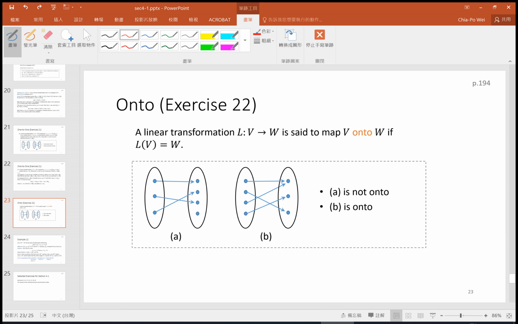In the bottom of this slide, there are two figures. Figure A is not an onto function because there is one element in W that is not in the range of L. An element W is not in the range of L means we cannot find a vector V such that L of V equals W. Figure B is an onto function because every element in W is in the range of L. So the range of L equals W, and B is an onto function.